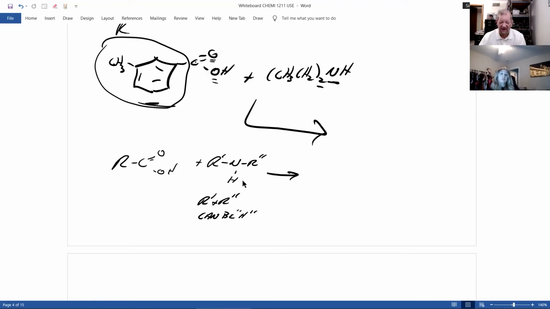And what do you get? What's attached to the carbonyl? R is still there. Then you have a nitrogen on it. Remember, there are three bonds to nitrogen, so you're going to lose the hydrogen. And you have R prime and R double prime. And what I didn't mention, you also get water, but that's inorganic, and organic chemists are biased against inorganic stuff. So what's our R group?